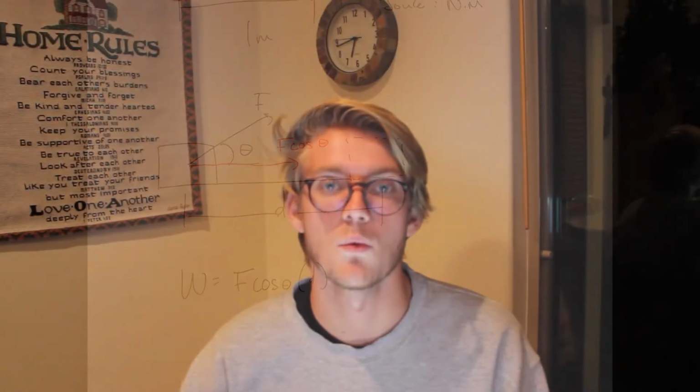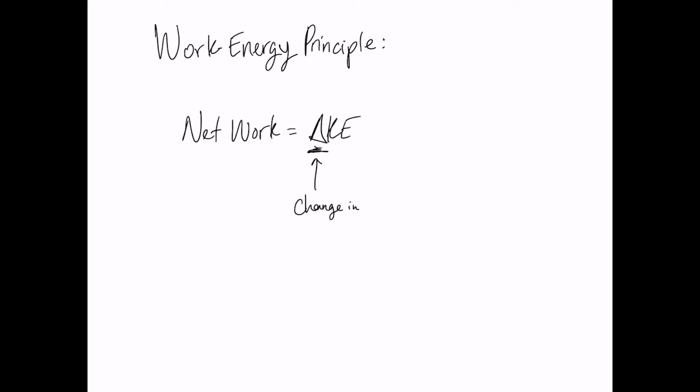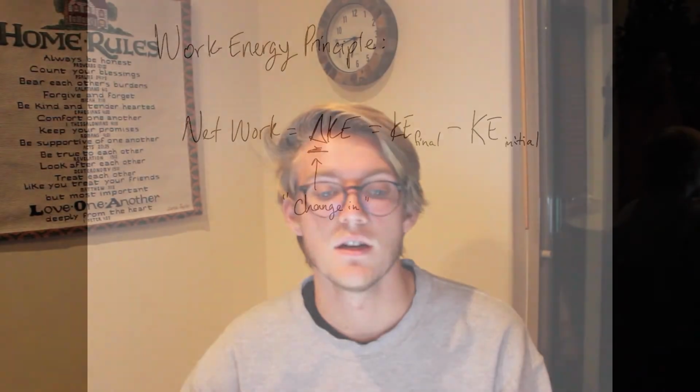Now we're going to talk about the work energy principle. The work energy principle states that net work done is equal to the total change in kinetic energy. So we know that net work is equal to delta KE, or kinetic energy. Delta just stands for change in. So the change in kinetic energy is just equal to the kinetic energy finally minus the kinetic energy initially.